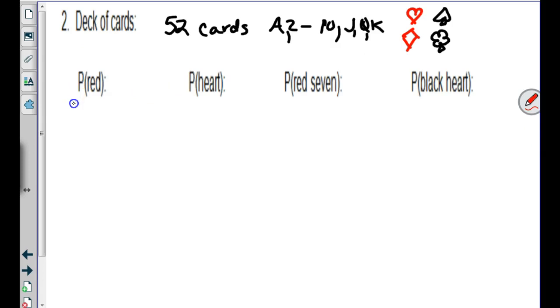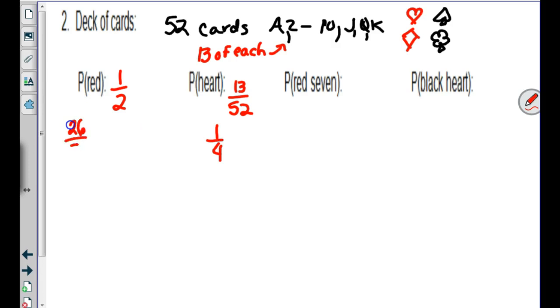Okay. So what's the probability of drawing a red card out of an entire deck of cards? Half of them are red, right? Are we good? How many of them are hearts? It's actually 13 of each of these. Okay. So 13 out of 52 or 1/4. Does that make sense, guys? Yes. Because all of the diamonds and hearts, so there's 26 out of 52.